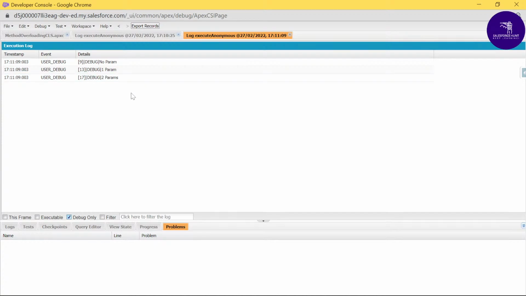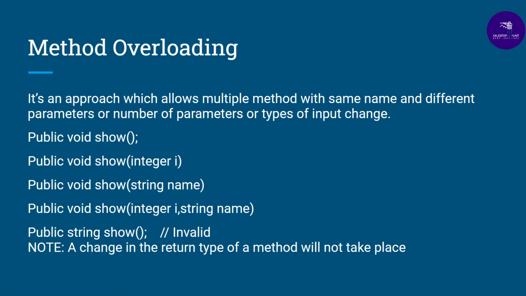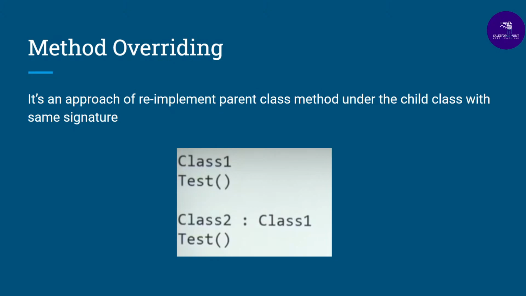Now let me move my slide and let's see another topic, that is called method overriding. Okay, so this is method overriding, how to achieve that. It's an approach of re-implementing a parent class method under the child class with the same signature. Suppose you have some gift given by your parents and you are not satisfied with that gift, okay, so what can you do? You can carry that gift and return it to the shopkeeper, right? This is one way, because this is a re-implementation and you can purchase another gift. This is one way, right?